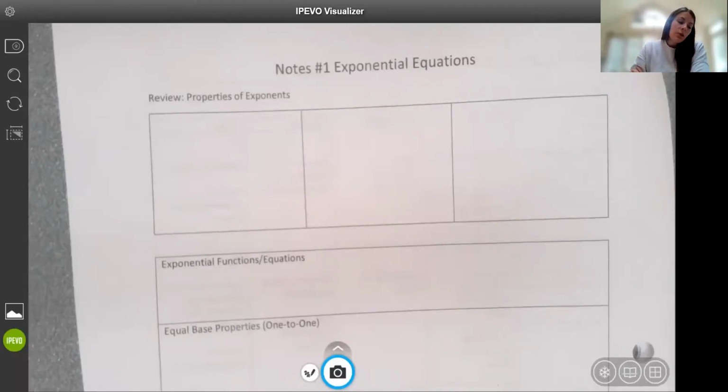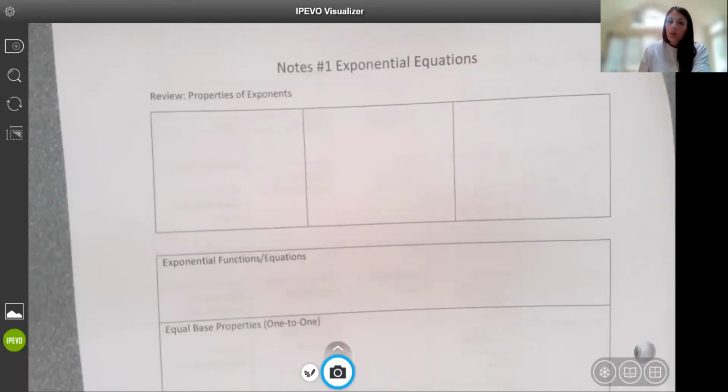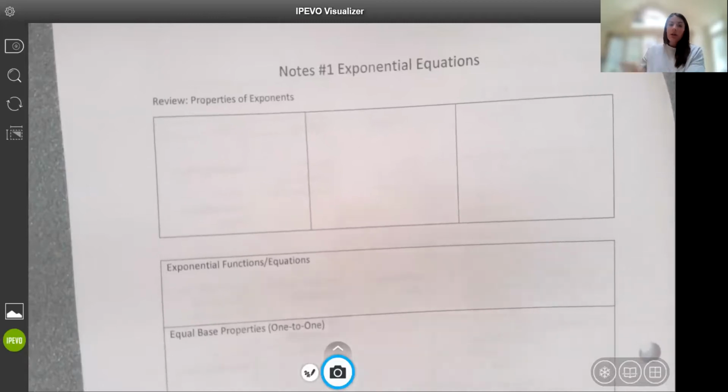Okay, so today we are starting Unit 9, our last unit of the year. And before we begin, I want to review some of our properties of exponents because we're going to need them as we solve our equations. Let me just grab a better pen here.